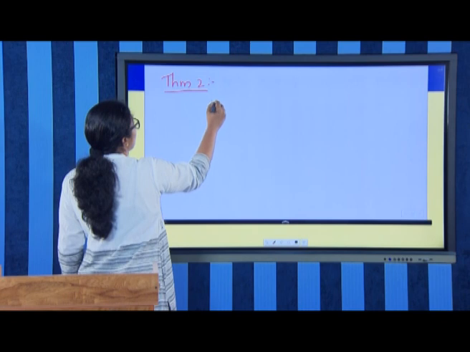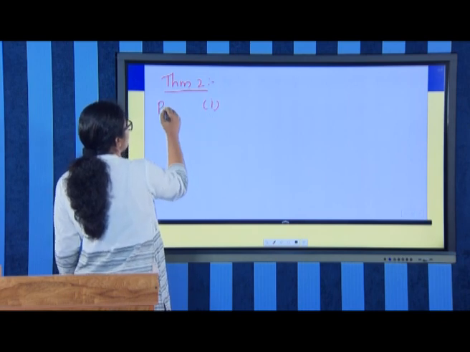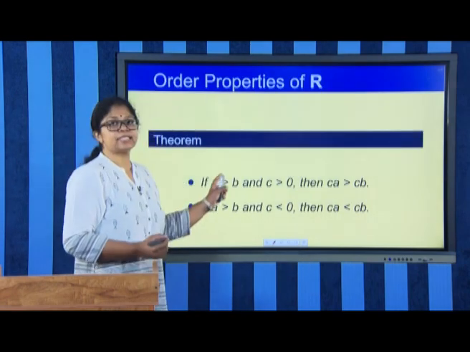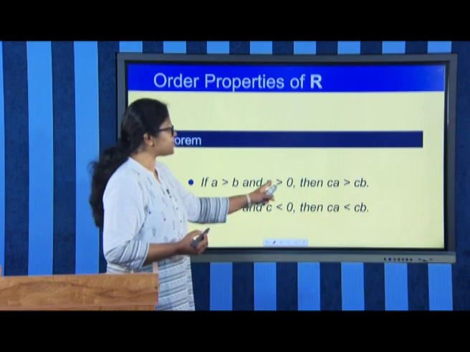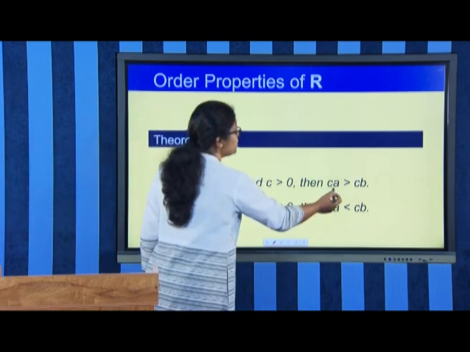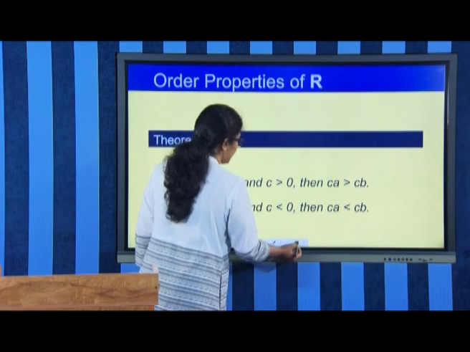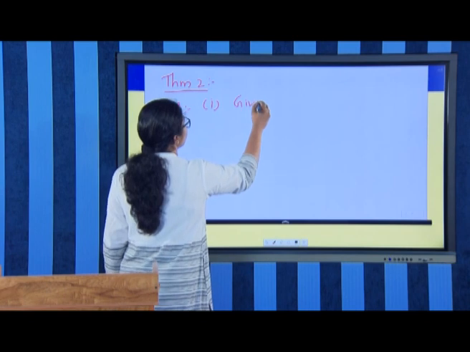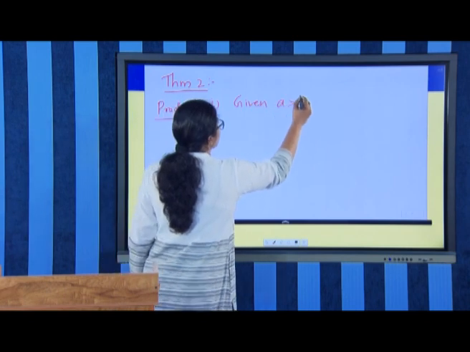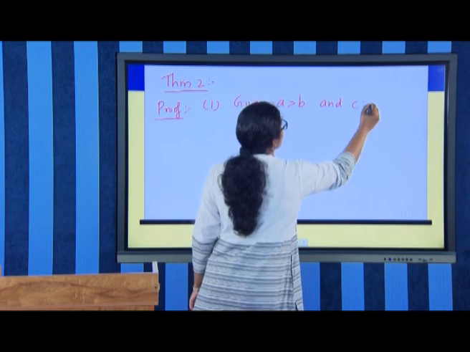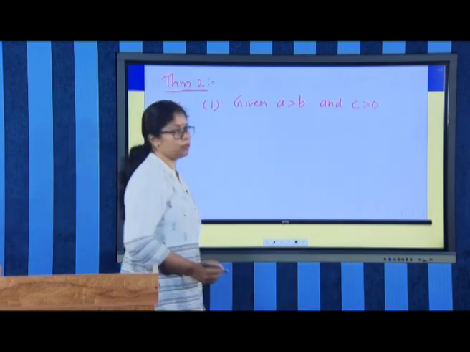The first part proof is like this. We have A is greater than B is given and C is greater than 0 is also given. What we have to prove is CA is greater than CB. So, we start with the given conditions. Given A is greater than B and C is greater than 0.